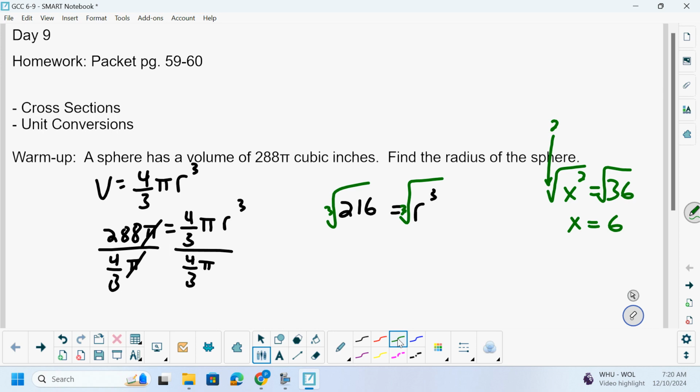Essentially, your answer to a cube root is what number times itself 3 times gives you 216. Well, 6 times 6 times 6 gives you 216, so therefore the cube root of 216 is just 6. And we'll put our units on of inches. So you can put your warm-up away and we'll move over to homework.